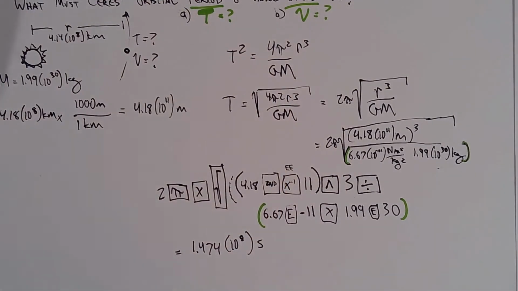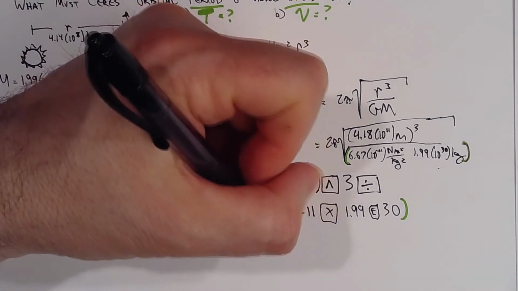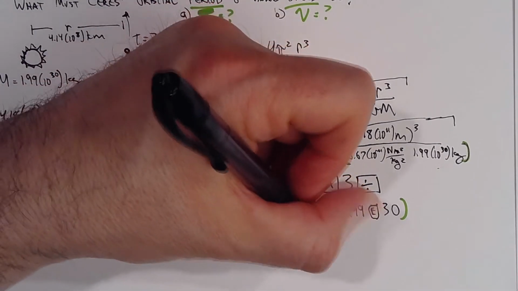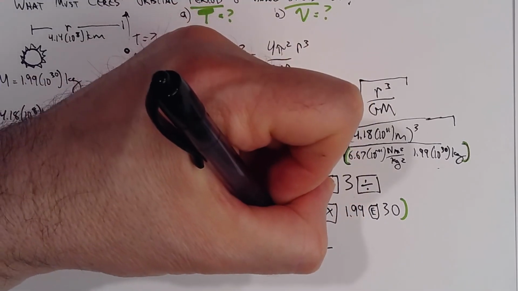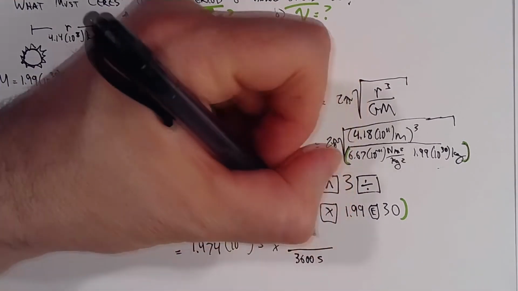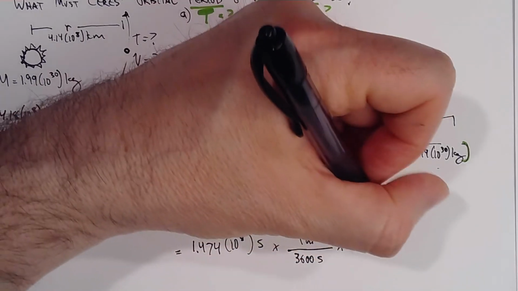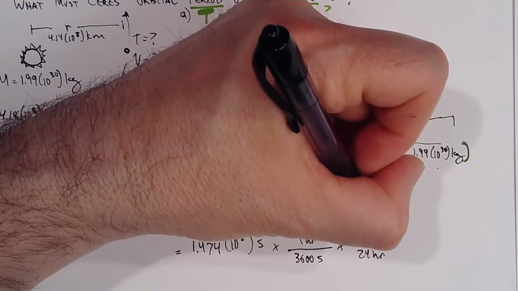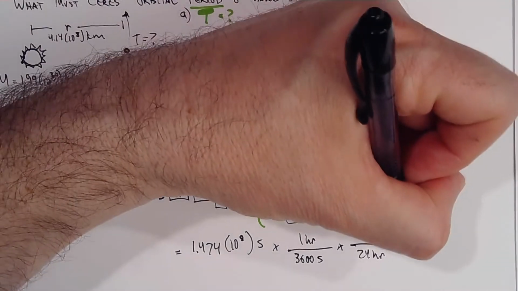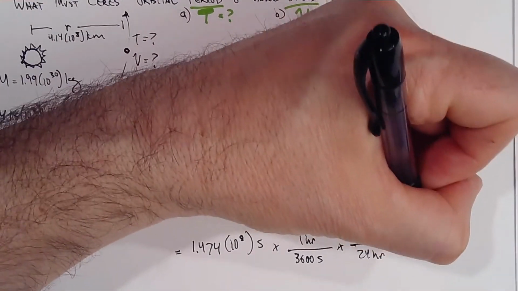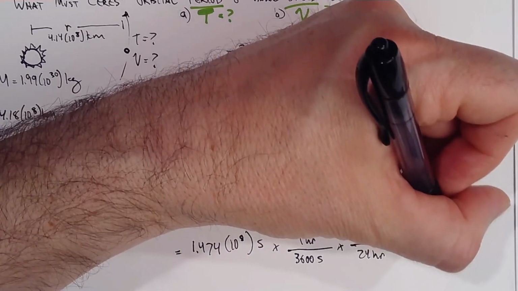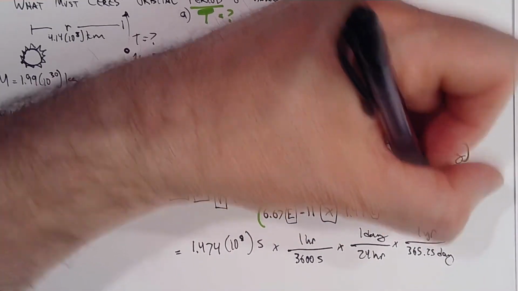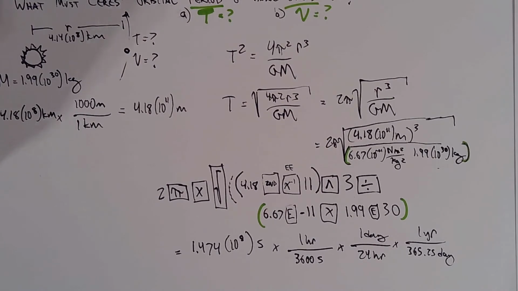Now, that's not terribly helpful unless you've got some interesting choices in memorizing random numbers. But we can convert that to, say, years pretty quickly. So we have 3,600 seconds in 1 hour, and 24 hours in 1 day, and 365.25 days in 1 year, just to be a little more precise about it.